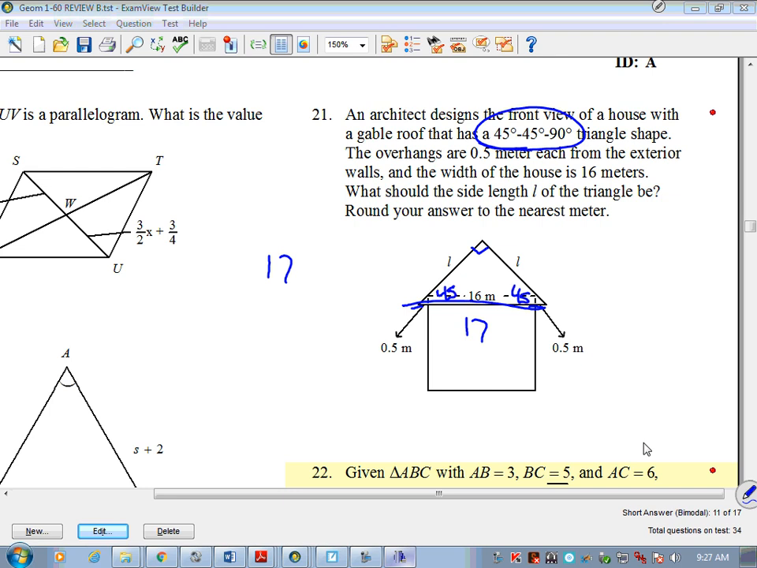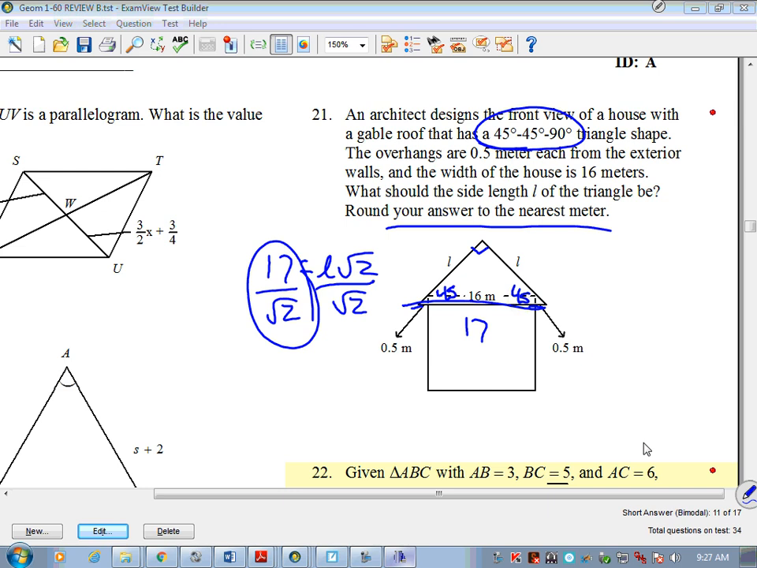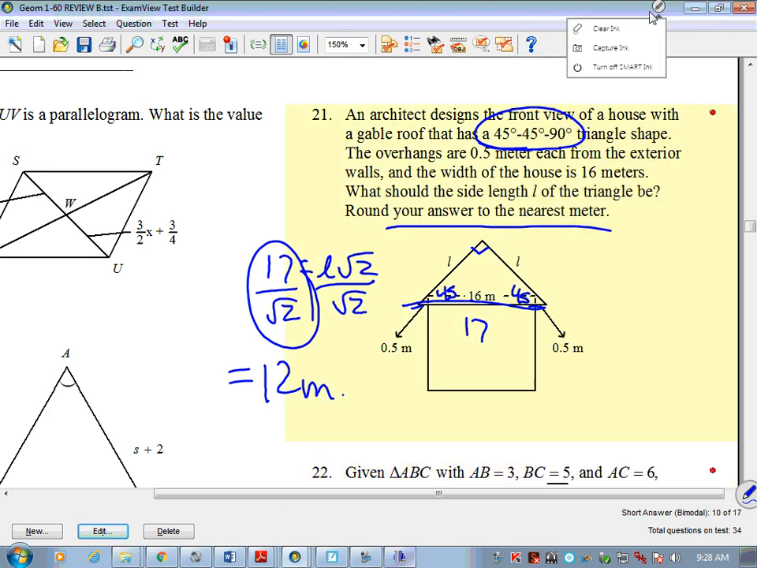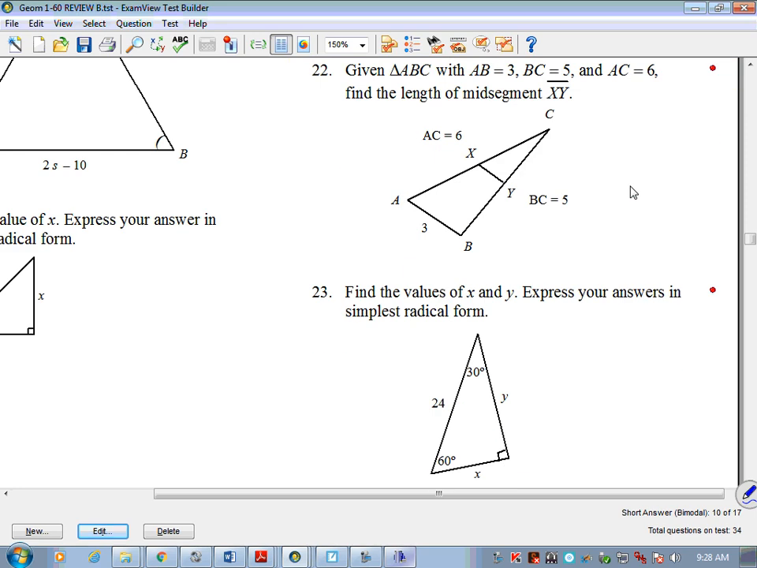we're getting L radical 2. So 17 equals L radical 2. We're going to divide by radical 2 to solve for L. And because they want our answer to the nearest meter, we're simply going to plug this in our graphing calculator. We're going to show 17 divided by square root of 2, and how that equals 12 meters. Okay, a lot of people still getting this question wrong, which is why we continue to see it and work it out.